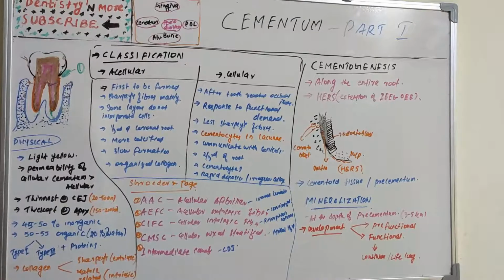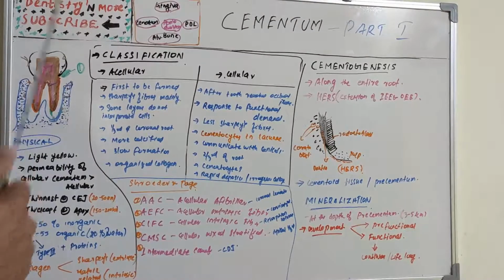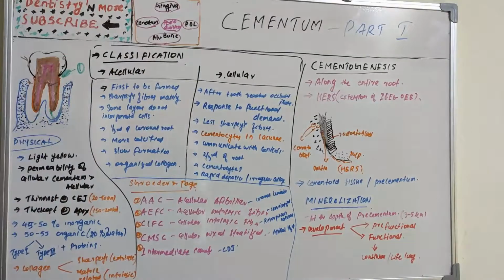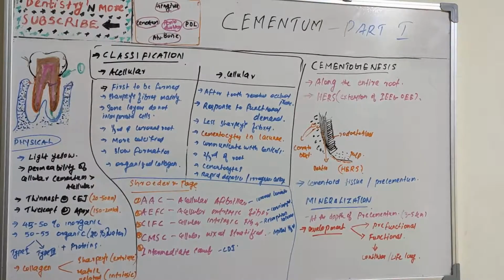The gingiva and periodontal ligament, the soft tissues of periodontium, we have already finished. Now we are moving on to the hard tissues of periodontium, that is cementum and alveolar bone, and today's topic is about cementum. So let's see the details of cementum.